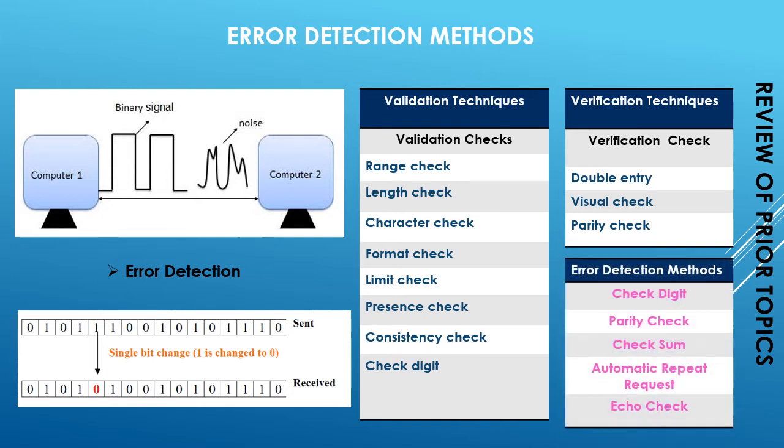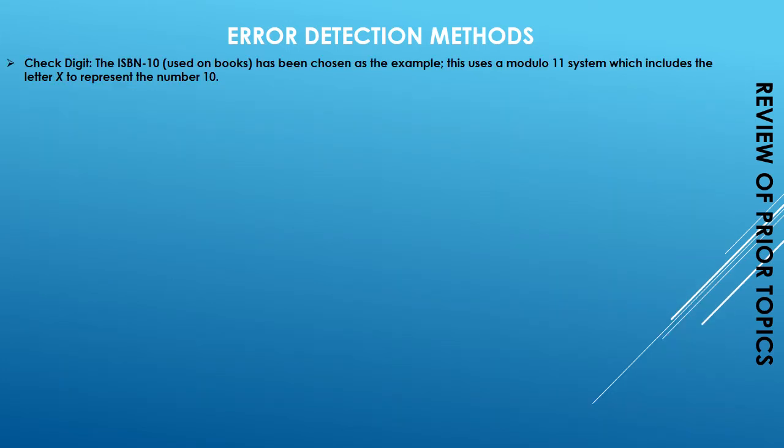In the context of your syllabus, there are a few error detection methods that we discussed in detail, like check digit, parity check, checksum, automatic repeat request, and echo check. Now let's take a quick recap to see what these were.